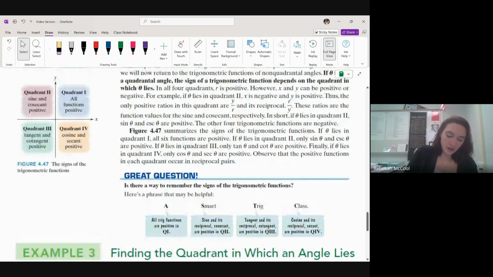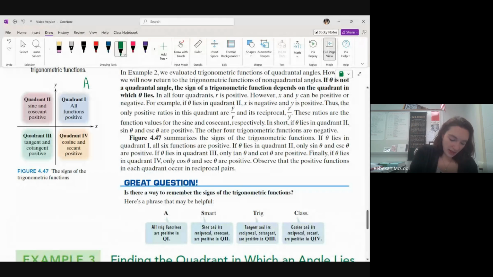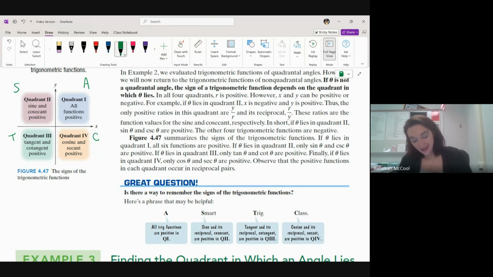We use kind of an acronym. So ASTC. The book here says their way to remember is a smart trig class. So in quadrant 1, all of them are positive. In quadrant 2, sine is positive. In quadrant 3, tangent is positive. And in quadrant 4, cosine is positive. I use with my calculus students, all students take calculus, but then I've also heard a silly one, all snakes tickle children. So whichever method helps you remember is fine, but remember always going counterclockwise so that we're staying in that positive direction. ASTC tells you which trig functions are positive in which quadrant.